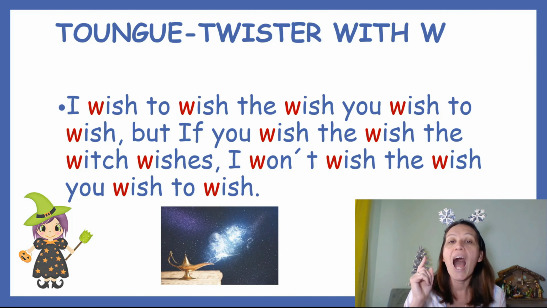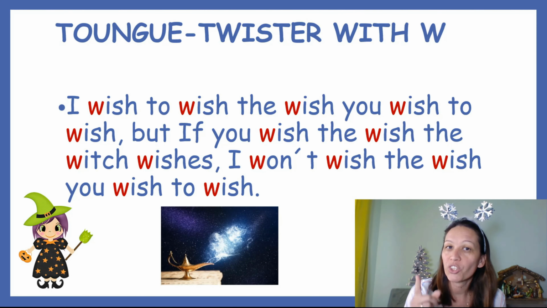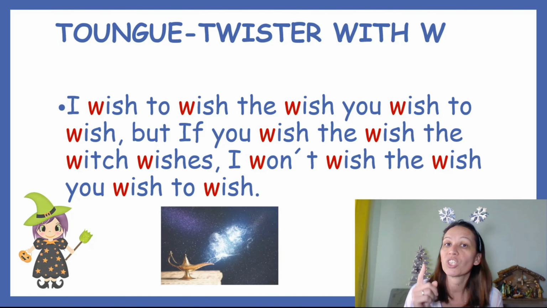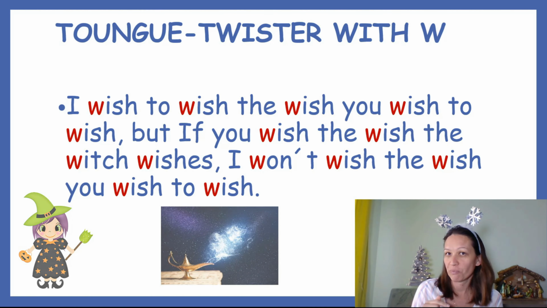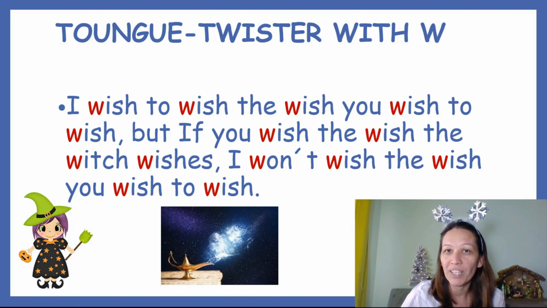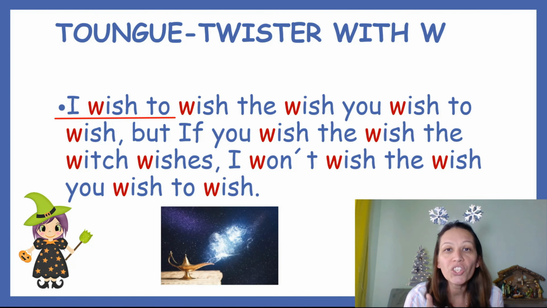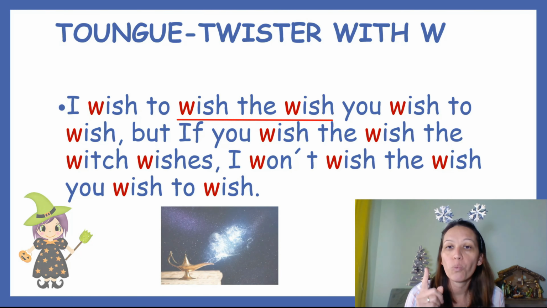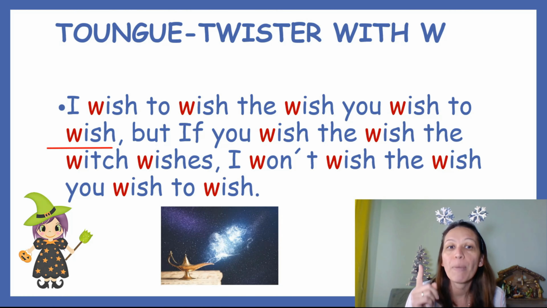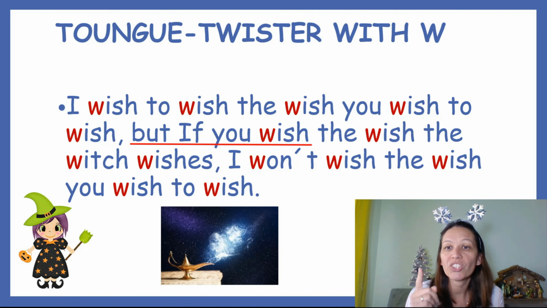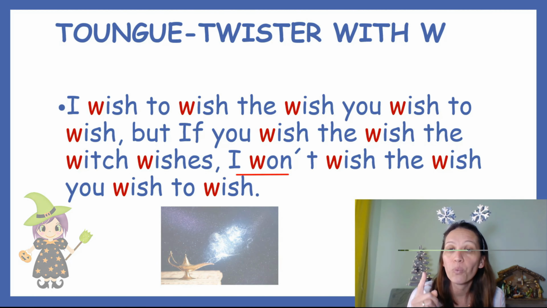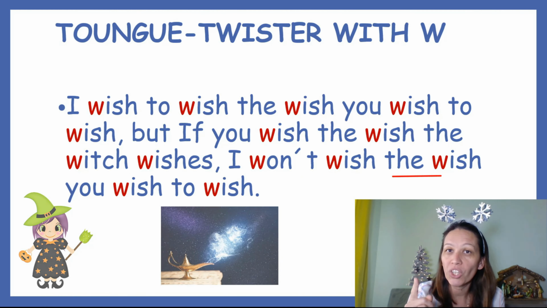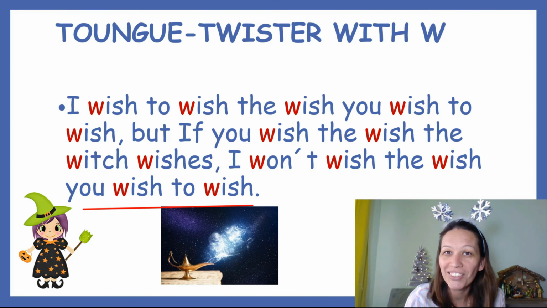Let's start. I wish to wish the wish you wish to wish, but if you wish the which wishes, I won't wish the wish you wish to wish. Let's try it slowly. I wish to wish the wish you wish to wish, but if you wish the which wishes, I won't wish the wish you wish to wish.